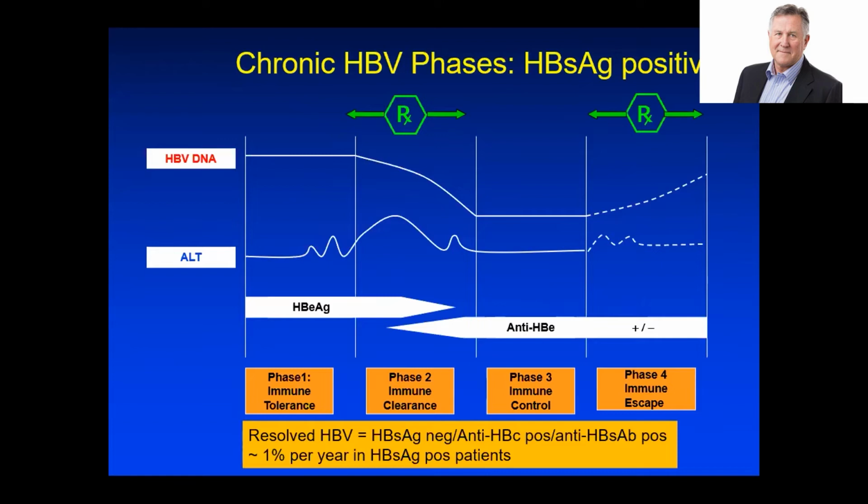If you are lucky, you will actually lose surface antigen, in which case you will enter a phase that we call resolved hepatitis B. You may or may not develop surface antibodies in that context. That doesn't happen very often. It happens at about 1% per year, and it's irrelevant whether you're on antiviral treatment with a nucleoside analog or whether you're not. It's still about 1% per year. Now, over 50 years, that'll accumulate, but it just doesn't happen very frequently.